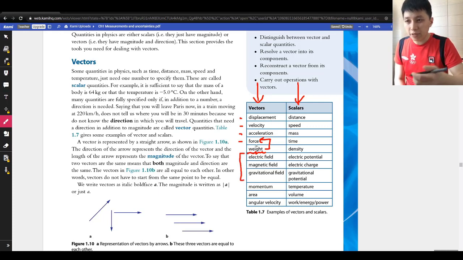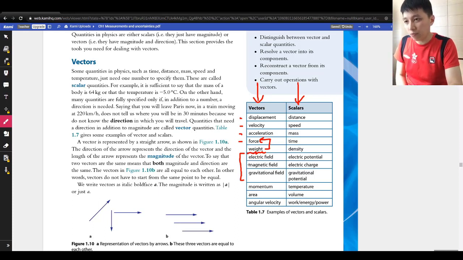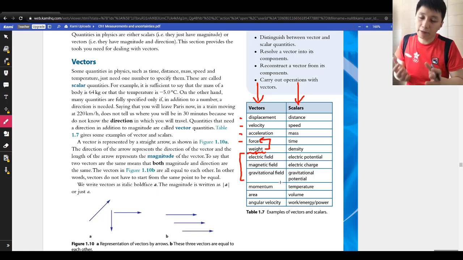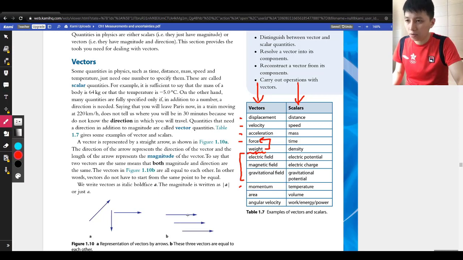Here there are three kinds of field: electric field, magnetic field, and gravitational field. The idea of field basically refers to how a certain substance will interact with the force itself. It is a measurement of how strong that force is within that space, referring to electric force, magnetic force, and gravitational force. We'll learn about these things in IB physics later on. And there are other things you learn, like momentum, which you know for sure is a vector.